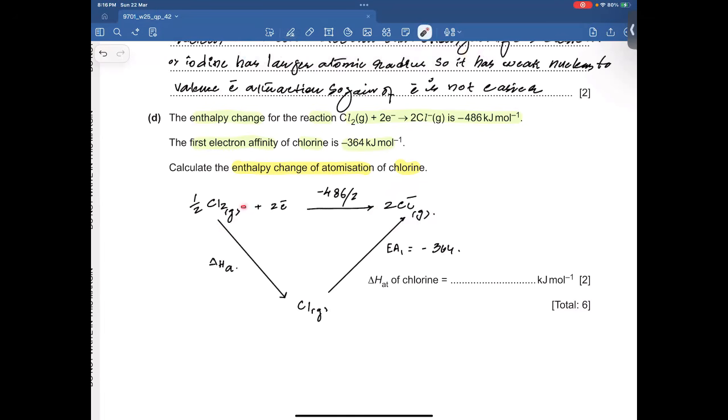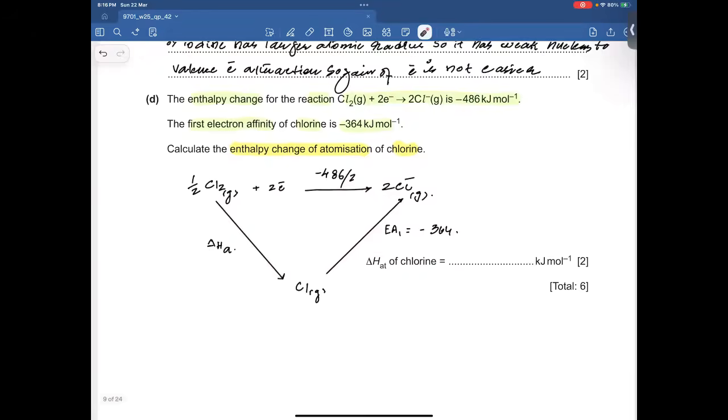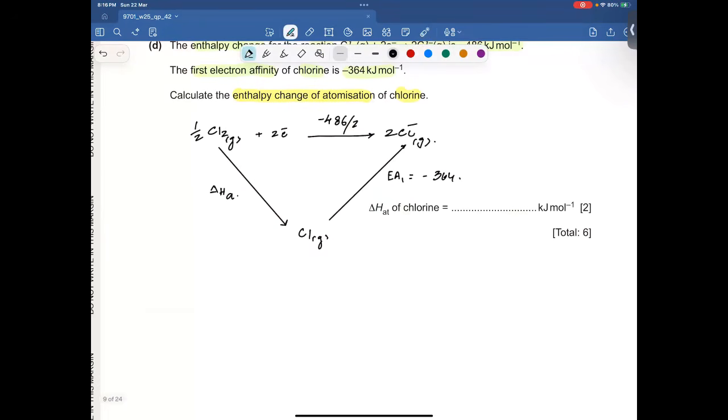So technically it is a one-step reaction, and it is also a more-than-one-step reaction. Total amount of energy remains the same. So that's route 1, that's route 2, and that's basically Hess's law. So I'm going to apply the Hess's law cycle. This is delta H R equals delta H1 plus delta H2. Delta H R is minus 486 divided by 2. Delta H1 is atomization, which we need to find out, plus delta H2 value is given, which is minus 364.